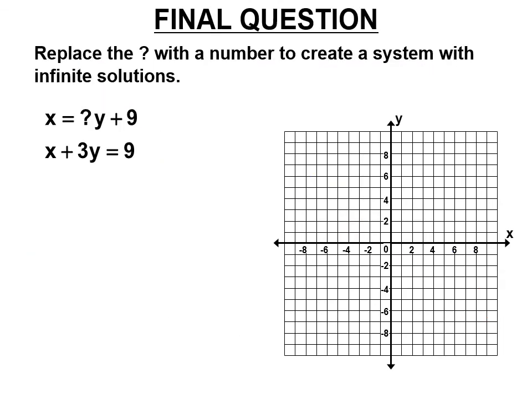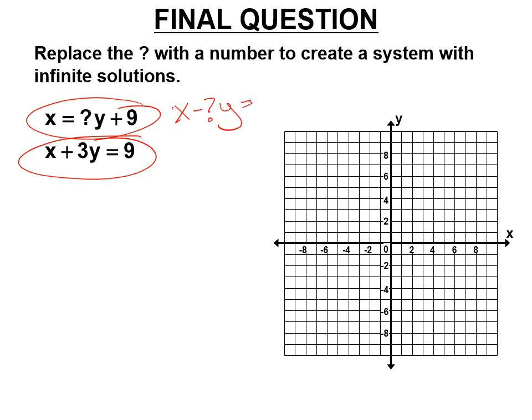All right, so we're going to replace the question mark with a number to create a system with infinite solutions. So to have infinite solutions, they have to be the same line twice. Ooh, this is tricky. All right, so this one is in standard form. So we're going to look at this. This is tricky because, all right, so let's subtract question mark y from both sides.